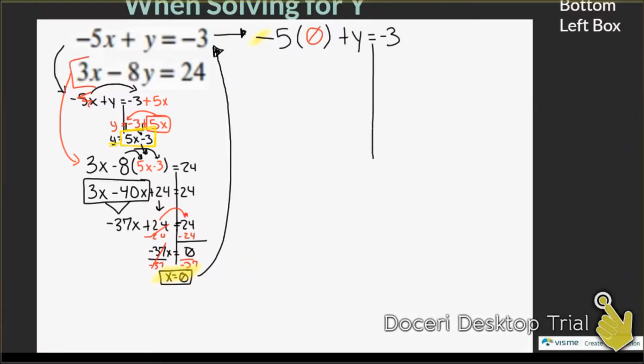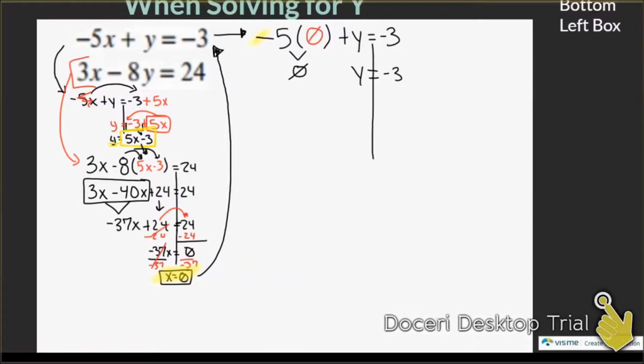The next step again is to solve. So I'm going to give you a second here. Tell me what y is. All right, so let's see how we did. Well, we know, everyone help me out, what's negative 5 times 0? Okay, and that's 0. So that kind of tells us we're done with it. And that leaves us with y equals negative 3.